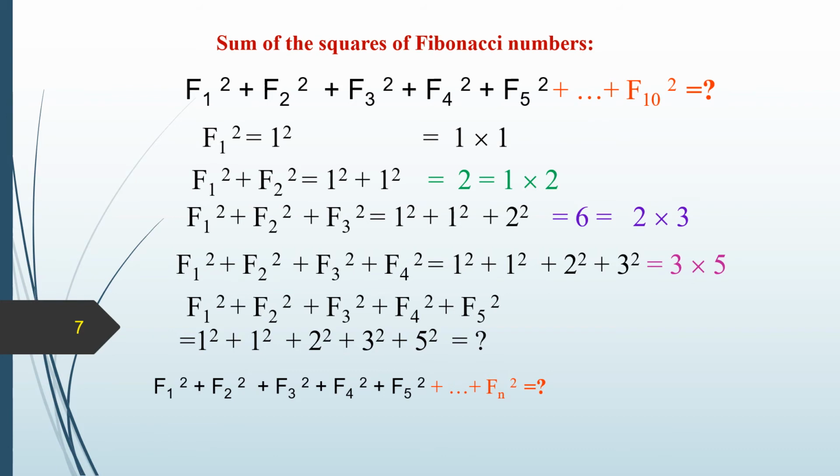Now, when it is f1 squared plus f2 squared, it is 1 times 2. f1 squared plus f2 squared plus f3 squared, it is 2 times 3. 2 is the third Fibonacci number. So f3 times f4. Now let us see if we have to generalize, what will be the result? It will be fn times fn plus 1.